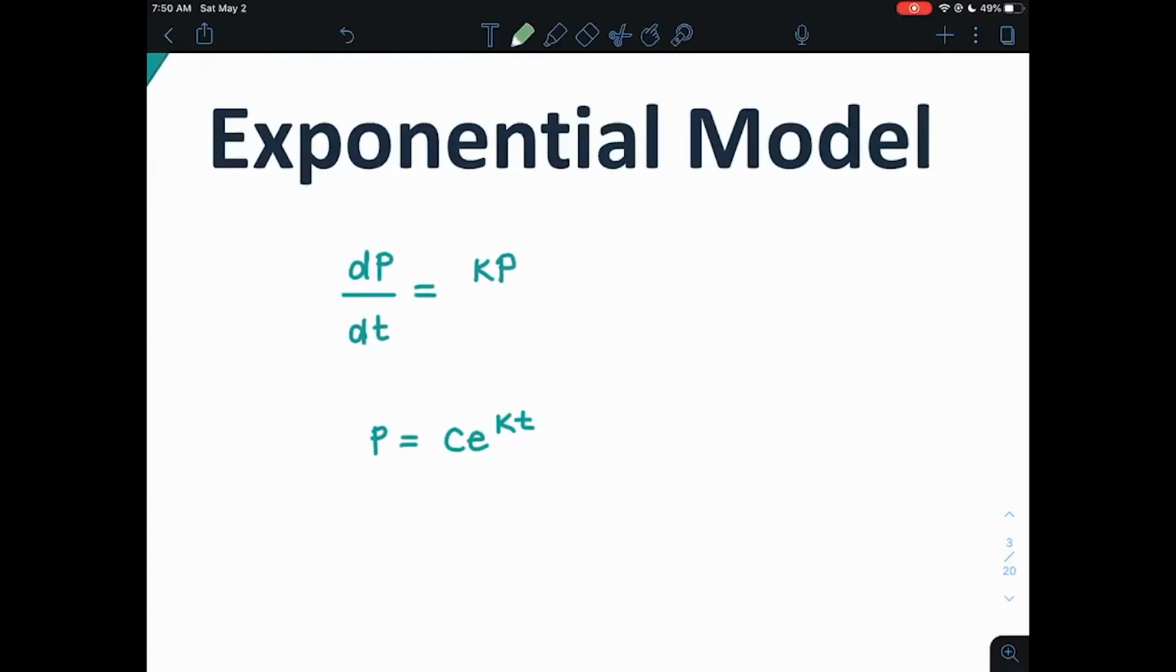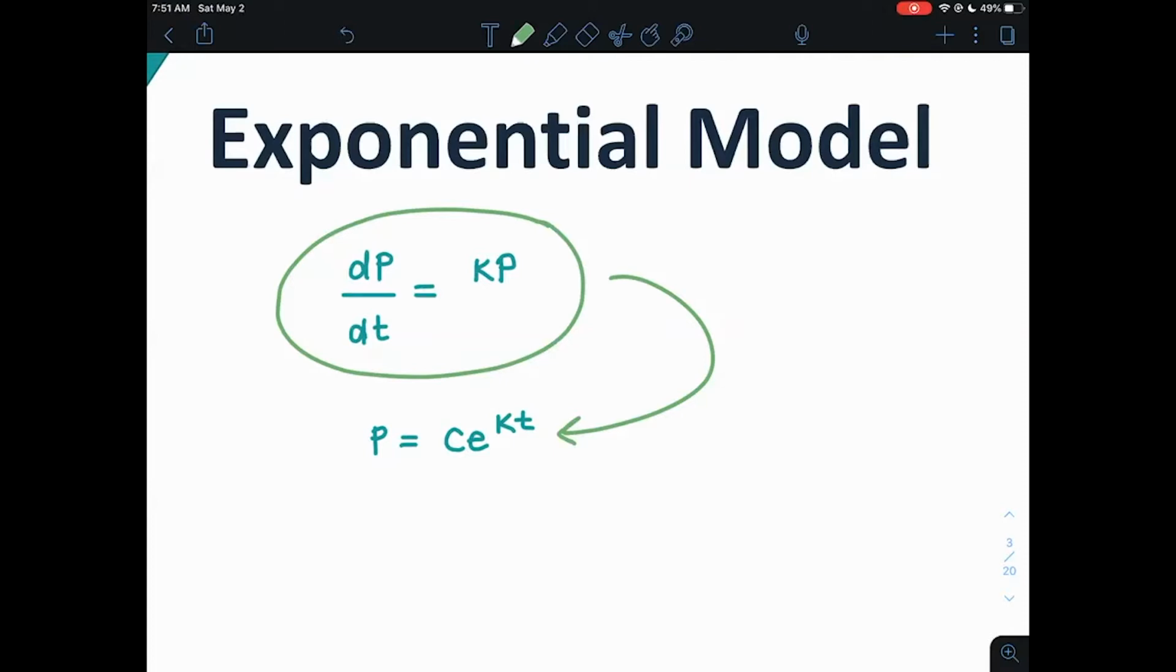Even if we use separation of variables to go from this starting knowledge to this actual function, we can get ourselves there using math. But again, we do want to be able to recognize this exponential model situation right away when we know that the derivative or the rate of change of a function is proportional to the actual function. Hopefully we can recognize that this is an exponential model. And again, just like we talked about last session, this is very common with population.